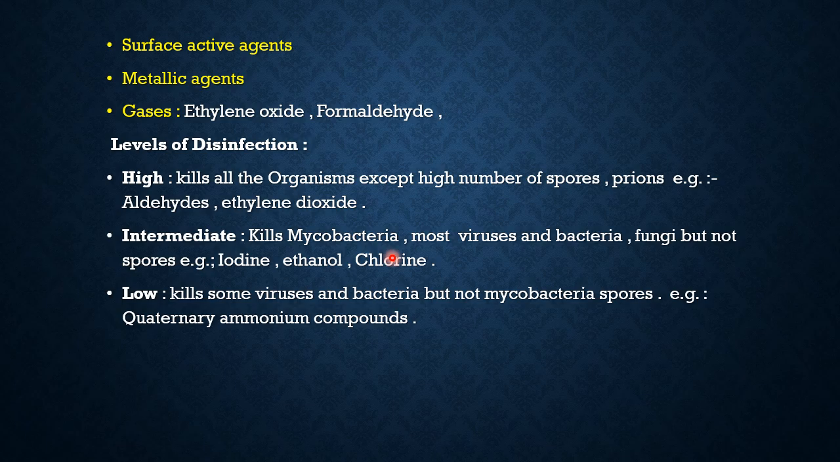An example for this is iodine, ethanol and chlorine. Then next is low level disinfection. They kill some viruses and bacteria, but not mycobacteria or spores. Yes, they can kill viruses and bacteria, but they cannot kill mycobacteria or spores. An example is quaternary ammonium compounds.